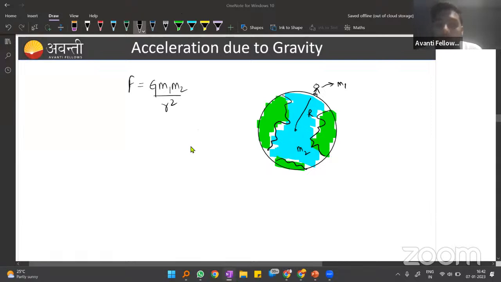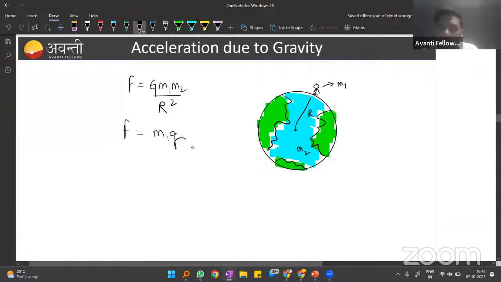Now, what I want to calculate is how much force the Earth is applying on this guy. It is simple: G m1 m2 divided by r square, where m1 is the mass of the guy and m2 is the mass of the earth. R is the distance between the guy and the center of the earth, so it is the radius of the earth. Also, we have studied in Newton's law that on the surface, the force on this guy will be equal to m1 g.